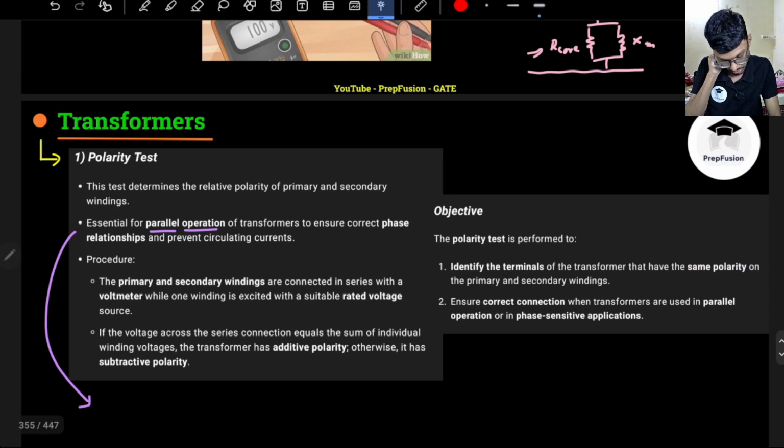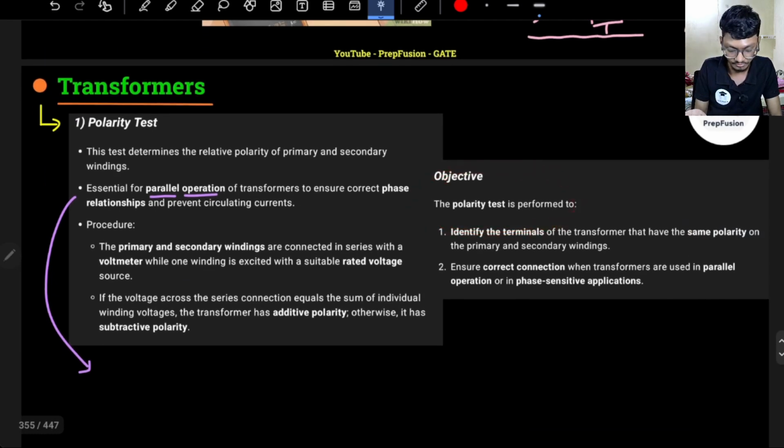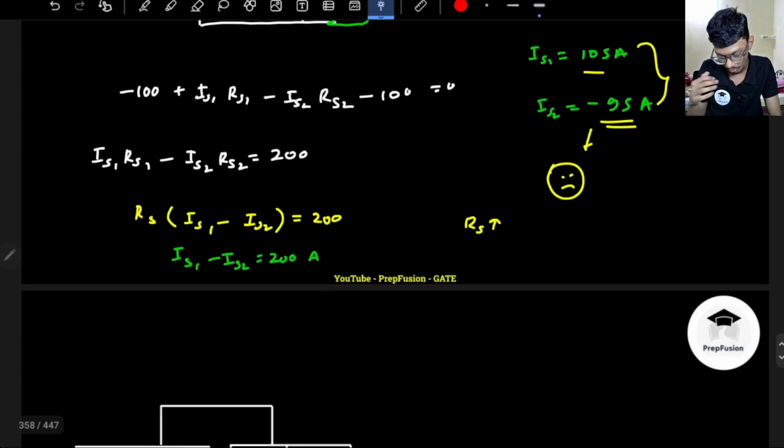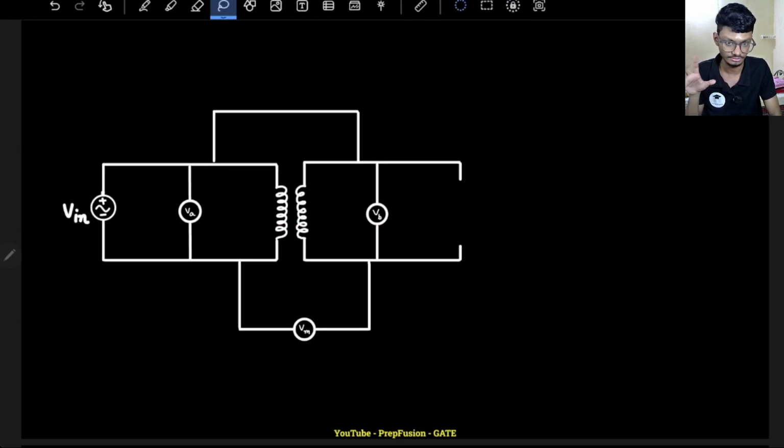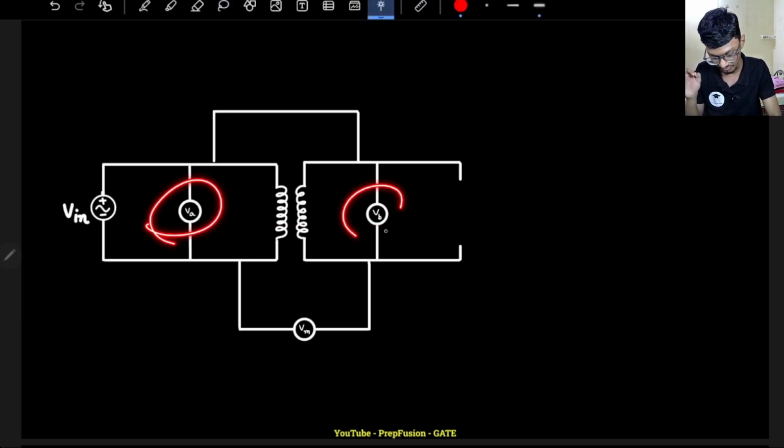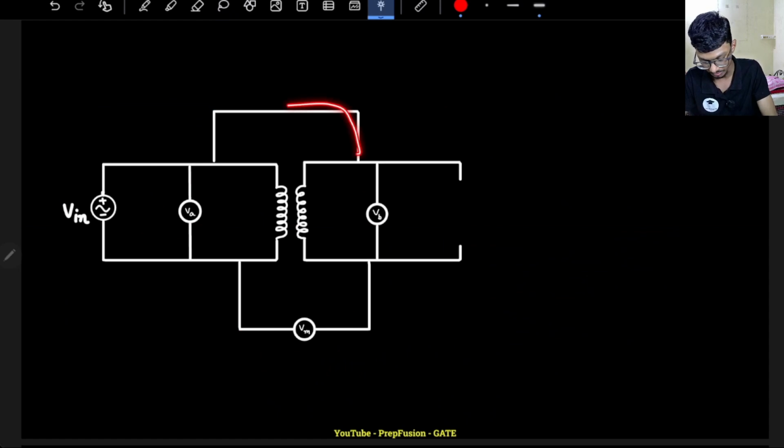So how is the polarity test performed? We identify the terminals of the transformer that have the same polarity on primary and secondary with voltmeters, ensuring correct connection when transformers are connected in parallel operation in phase sensitive operations. Our test circuit diagram will be somewhat like this. We will have three voltmeters, VA, VB, VM, and these two points will be shorted. The reading of the voltmeter will depend on whether it is shorted with dot or not dot.